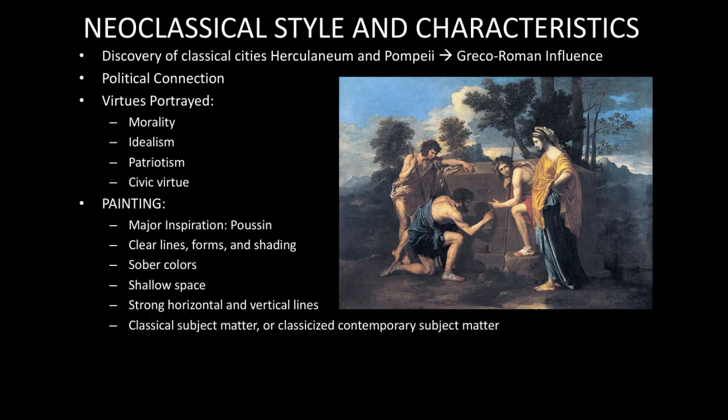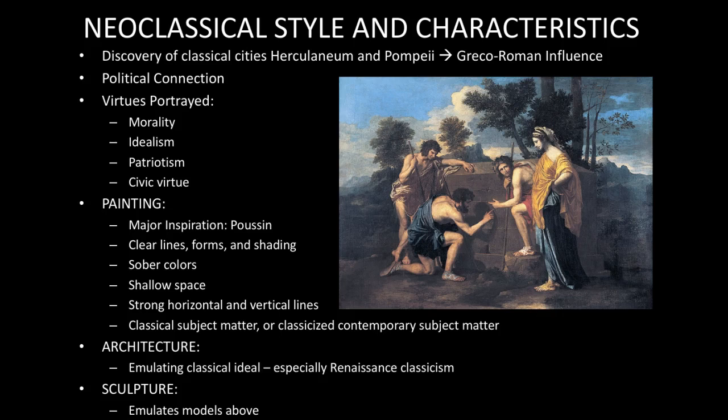What you think of when you think of this time frame is that we've got no emotions, very rational and sober. You're not getting any reaction out of it. And that's something that's really clear. So the major inspiration is from the different artists. Clear lines and forms and shading, sober colors, not the pretty pastels that we saw before, a shallow space, strong horizontal and vertical lines, and they definitely use classical subject matter or make contemporary subject matter classicized. So they're going to basically put what was happening then in a classical context. And the architecture will emulate this classical ideal, especially the Renaissance classicism. So we'll see that when we talk about Monticello and so on. And then sculptures will emulate the models above.